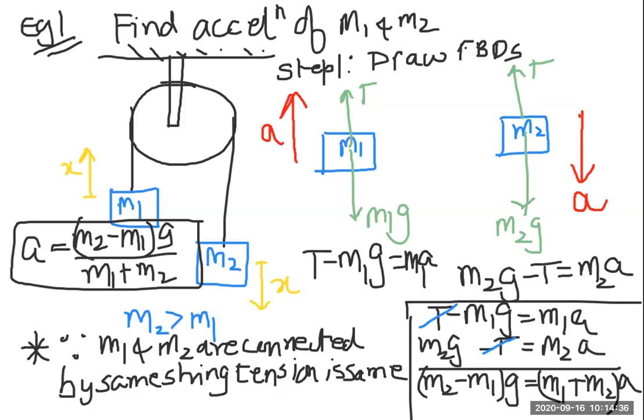Step 1, we have to draw the FBDs. Okay. Step 2, you have to draw the axis. I don't need to do it here because there are no components to be found.